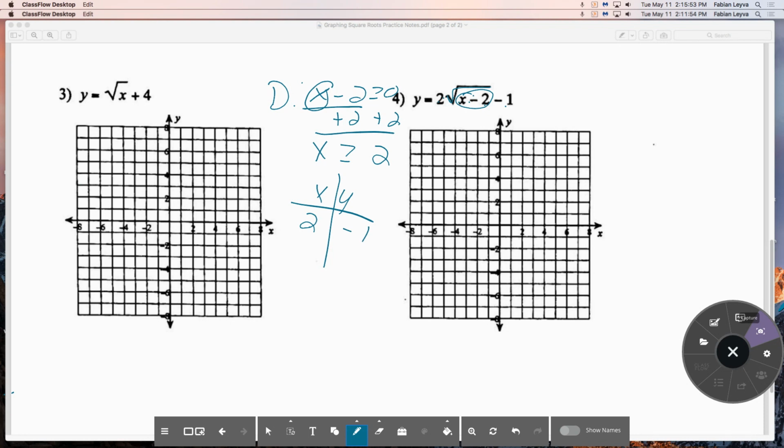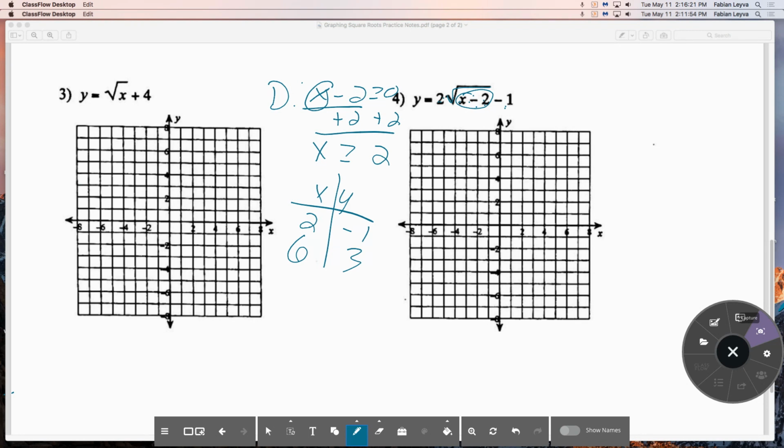Now, what is the next value that I think makes sense for you guys? What else should we plug in? Anybody have any ideas? 6? All right, 6 sounds good. Because what is 6 minus 2? 4. Square root of 4 is 2. Times 2 is 4. Minus 1 is a positive 3. So you can see here that, yeah, it might have taken a little bit of thinking, but once you get it rolling, the math comes a little bit easier.